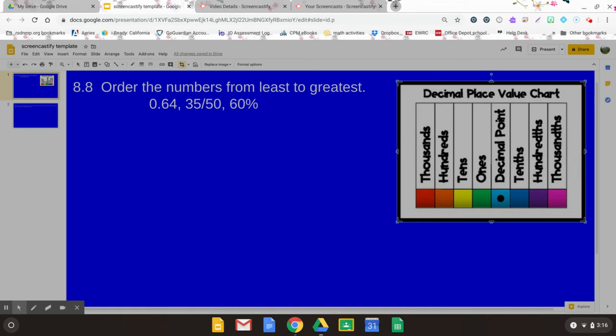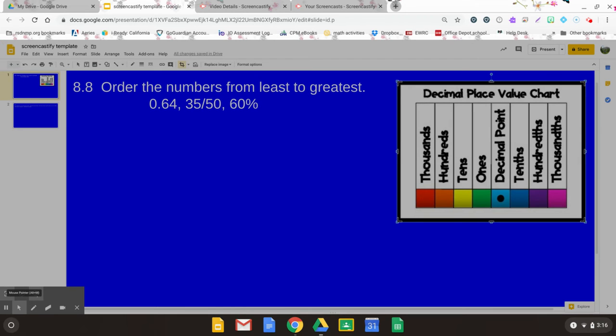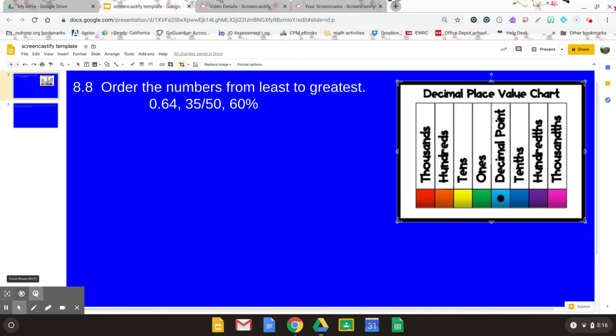Order the numbers from least to greatest. So we have 0.64, 35/50ths, and 60%. It's hard to put numbers in order if they're in different formats. So I have a decimal, a fraction, and a percent.